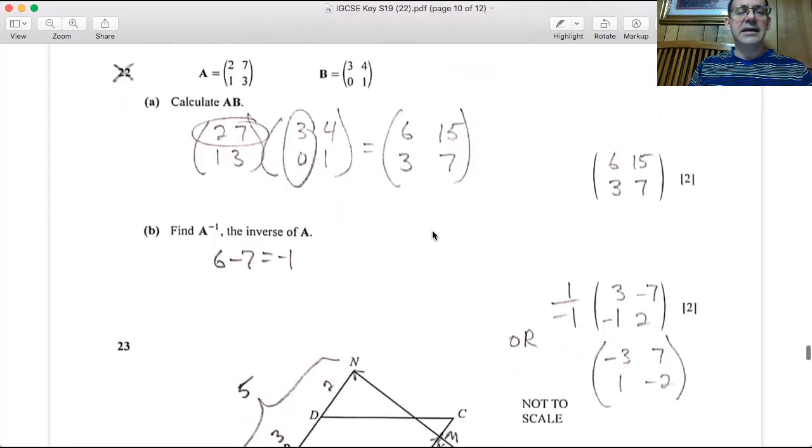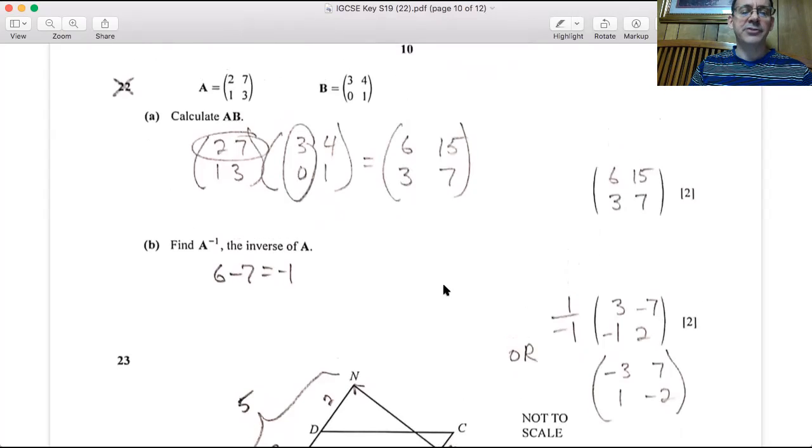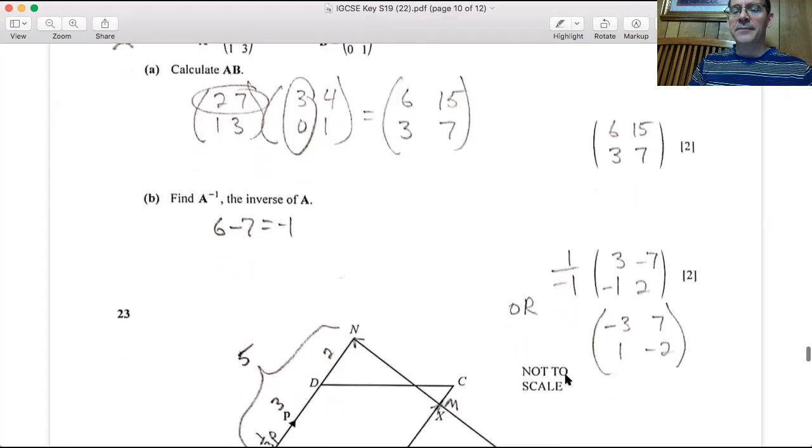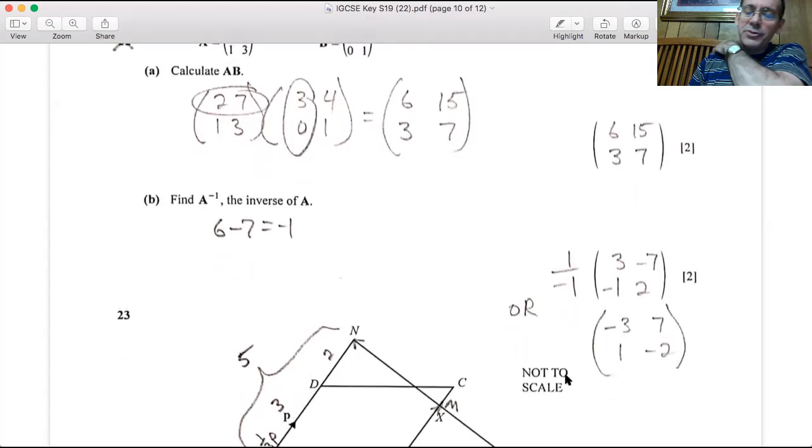Then it says find the inverse matrix of A. So to find the inverse matrix, first you find the determinant. So that's the diagonal down multiplying minus the diagonal up. So 2 times 3 is 6, minus the diagonal up, 1 times 7 is 7. 6 minus 7 is a negative 1. You then take 1 over that value. So 1 over a negative 1. You don't have to simplify it, or you could. It's up to you.